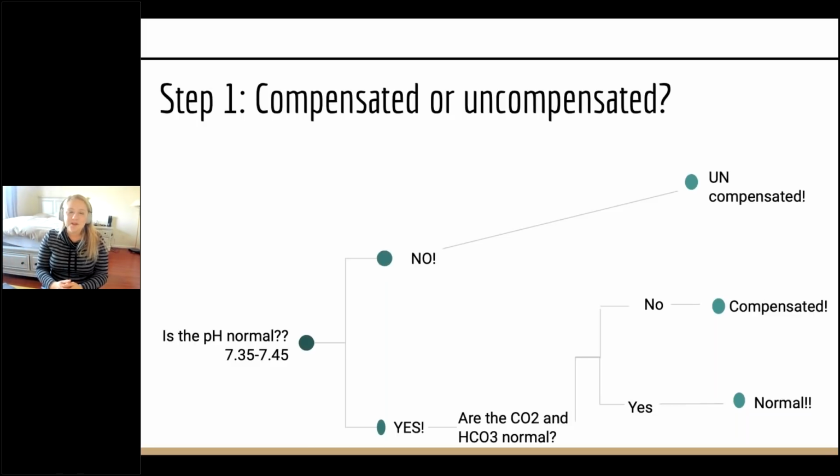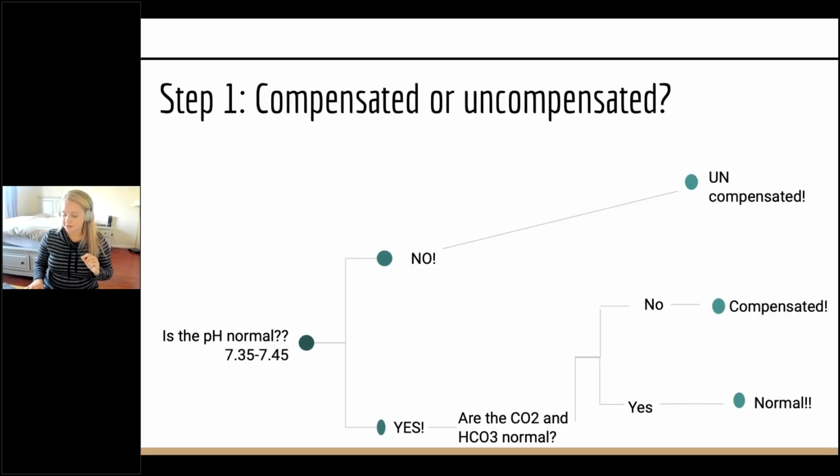More likely though, you're gonna look at that pH, it's normal. You look at your CO2 and your bicarb, and they're super abnormal. The bicarb is 30, the CO2 is 80. All right, something's going on here. This is when it's compensated. Why? Well, the pH is normal, but the CO2 and the bicarb are not.